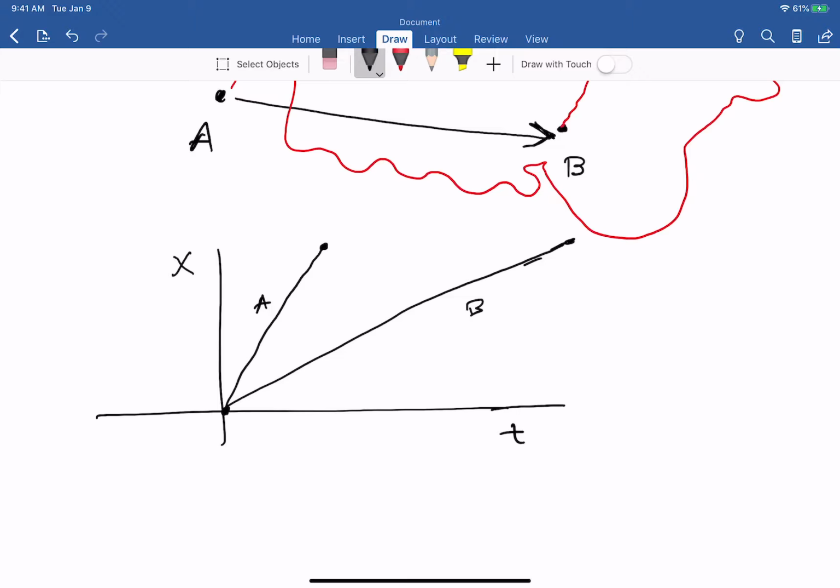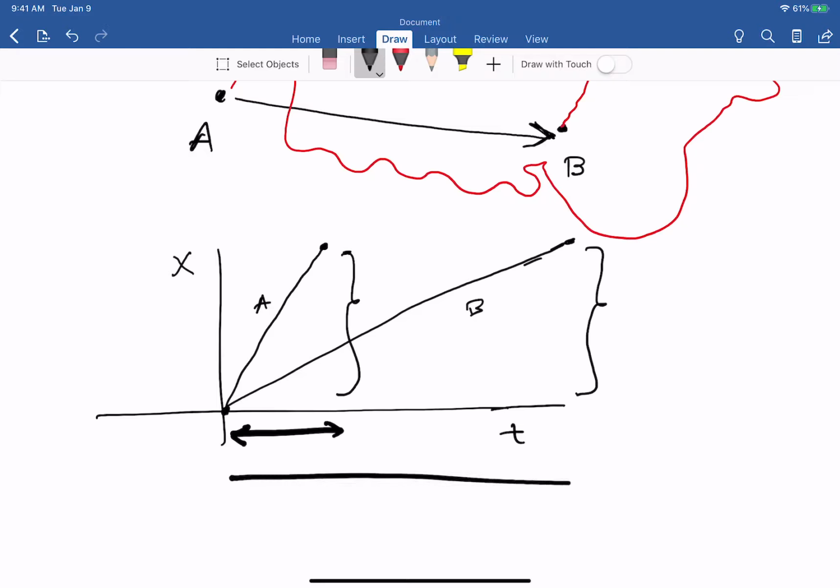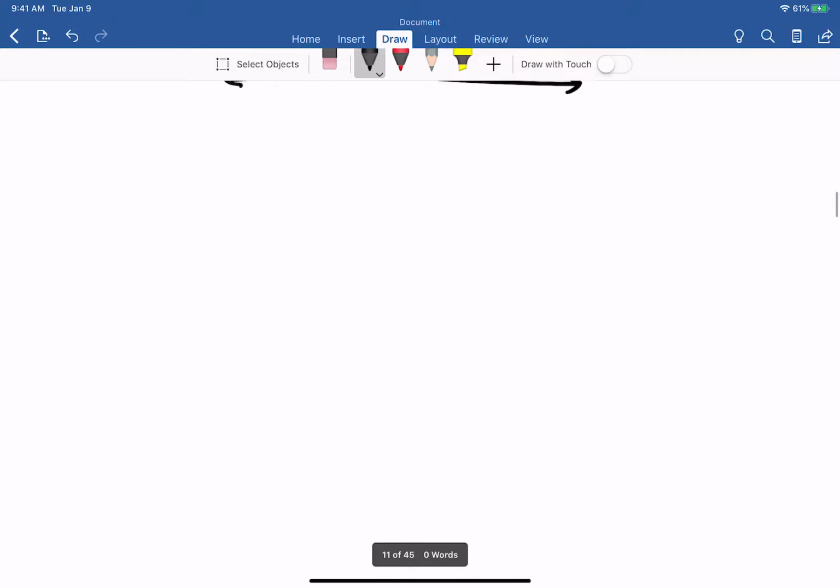The distance is the same for both of them. It's the amount of displacement along the vertical axis. If you follow path A, then you're covering that same distance in a shorter period of time, versus for path B, you're following it in a longer period of time. So anyway, we talked about these in the last lecture.